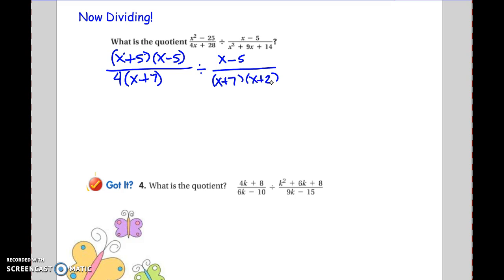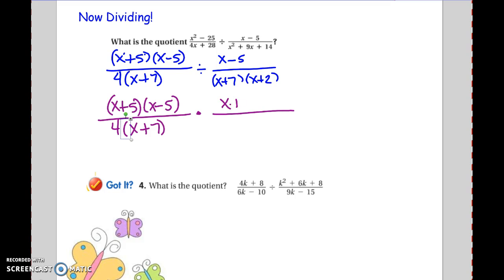Now, since it is division, I'm going to change it to multiplication by doing the keep change flip. So this one is going to stay the same, keep. Oh, shoot, let me fix that. So x plus 5, x minus 5 over 4 times x plus 7. Change to multiplication and flip the second fraction.